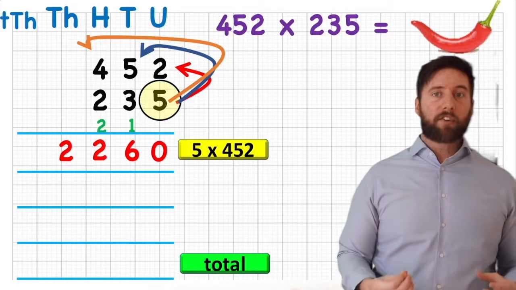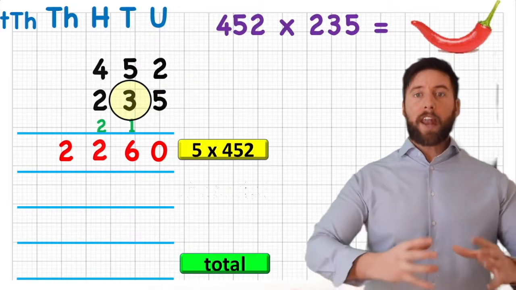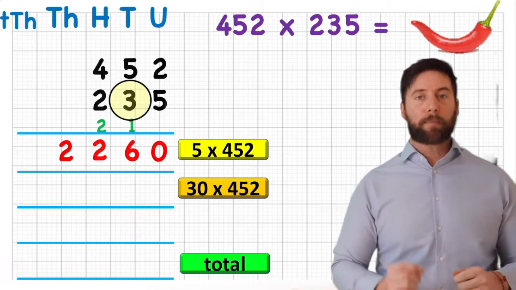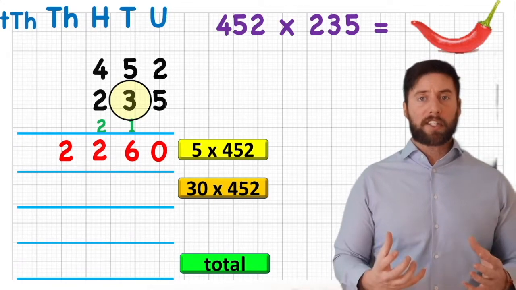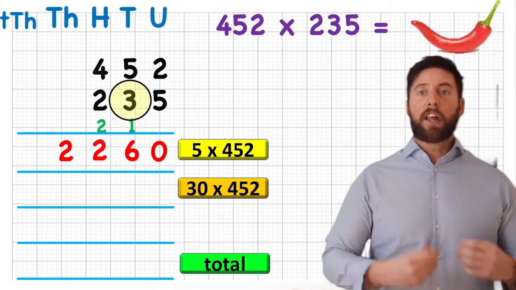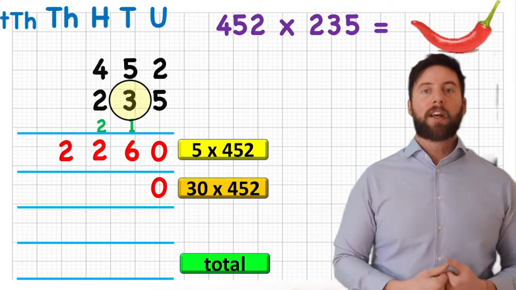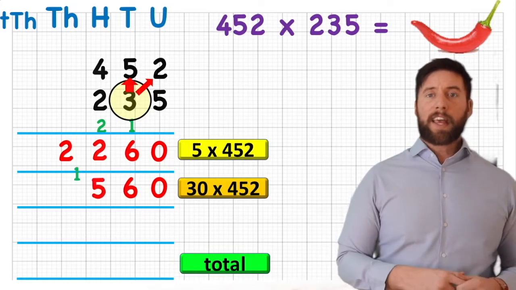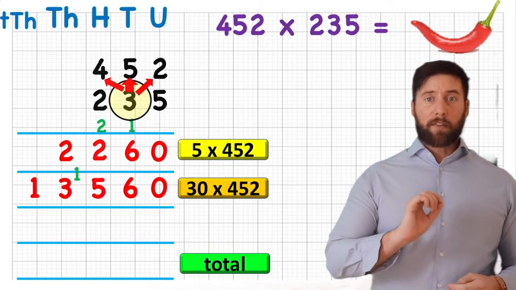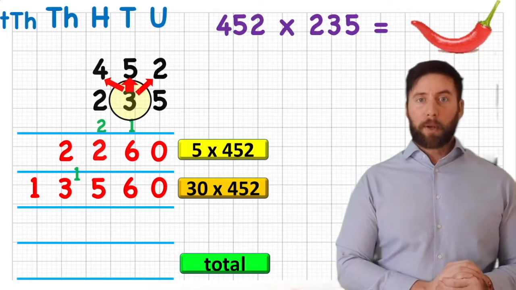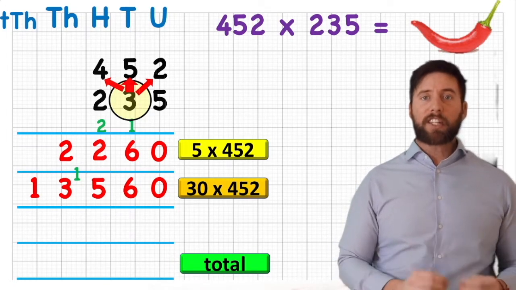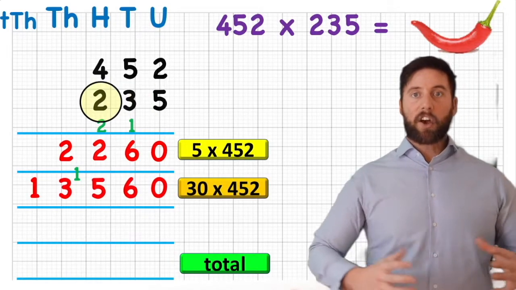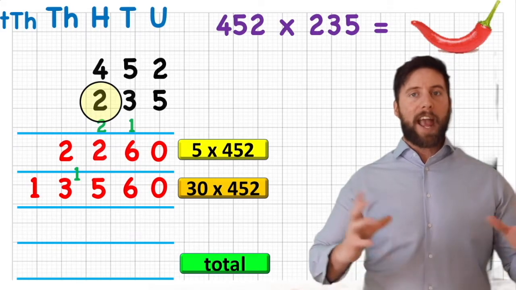Okay, right, now our second row, same as before, we are now looking at this 3, but it's not a 3, it's a 30, so let's make it 10 times larger by putting in our placeholder, okay, because it's a 30. It's 10 times larger than 3, which is what we want to be dealing with. Okay, so just like before, 3 times 2 is 6, 3 times 5 is 15, 3 times 4 is 12, plus the 1, 13. So 30 times 452 is 13,560. Okay, great.